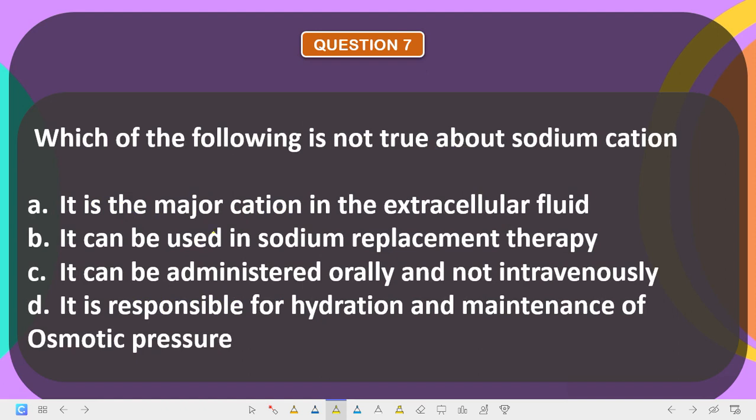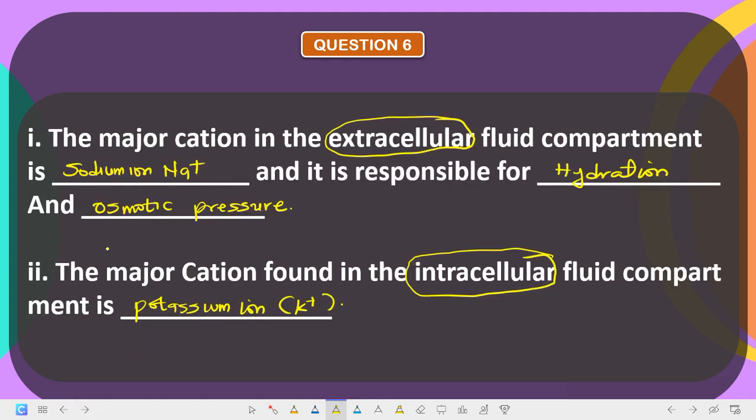A, it is the major cation in extracellular fluid. This is true. Now, B, it can be used in sodium replacement therapy. This is true. C, it can be administered orally and not intravenously. And D, it is responsible for hydration and maintenance of osmotic pressure. I've said before that it is responsible for hydration and maintenance of what? Osmotic pressure, which is what we have here. For hydration, and so we come back here and put maintenance of osmotic pressure.